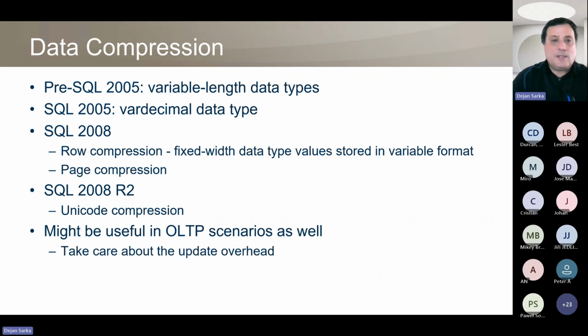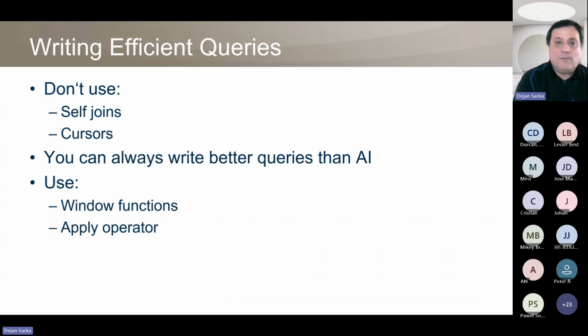Next thing that is extremely important is to write efficient queries. Please understand that you can write more efficient queries than Power BI query folding could do. You can even write more efficient queries than artificial intelligence, Copilot, ChatGPT can do. I will start with things that should be already known, right?